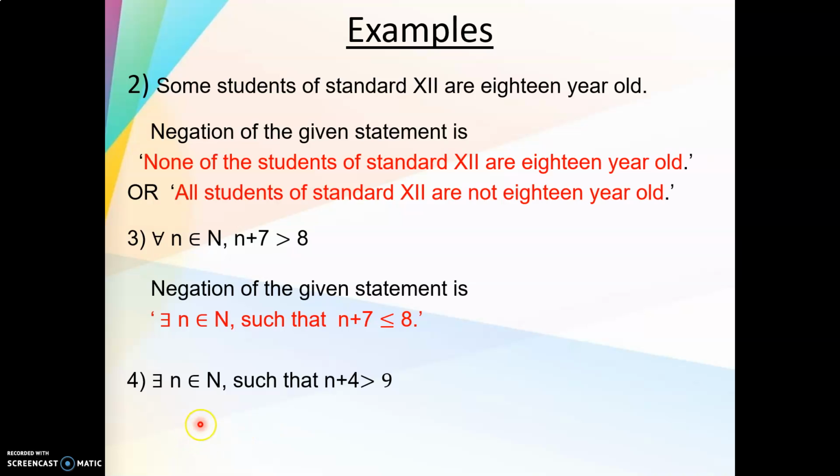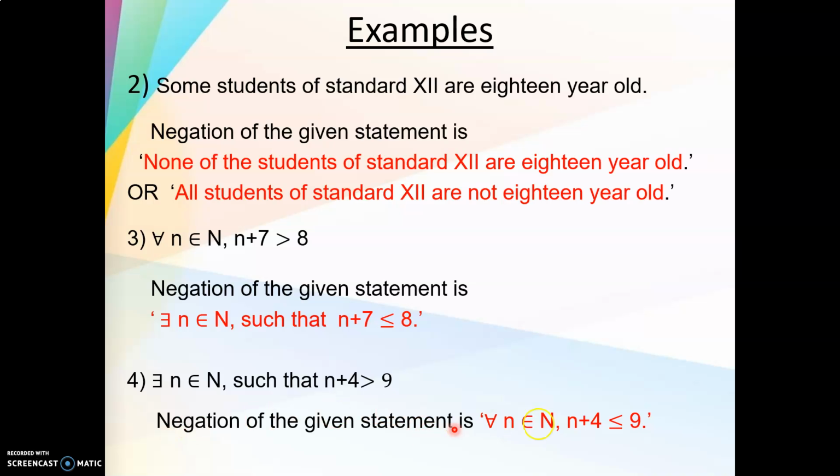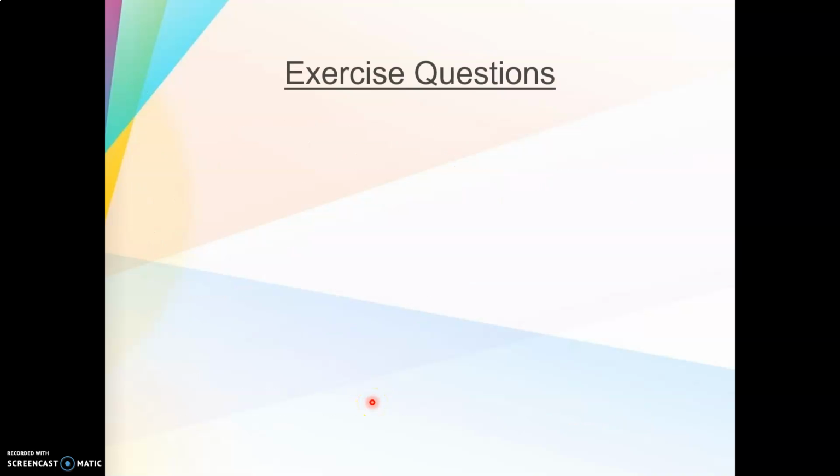Next example is there exists n belongs to N such that n plus 4 greater than 9. So existential quantifier we have applied in this one. Now to change the sentence, we will change this quantifier with universal quantifier. There are for all. So for all n belongs to N, n plus 4 is less than or equal to 9.